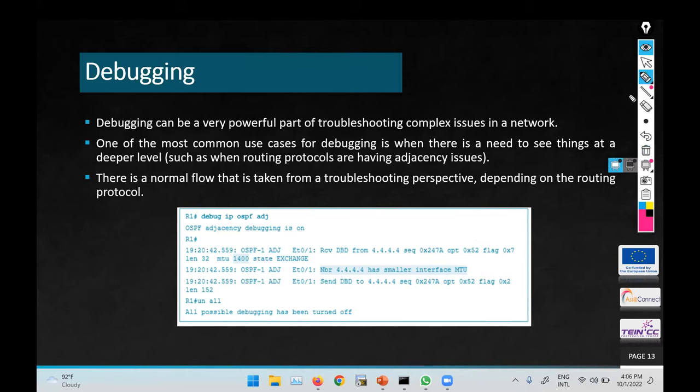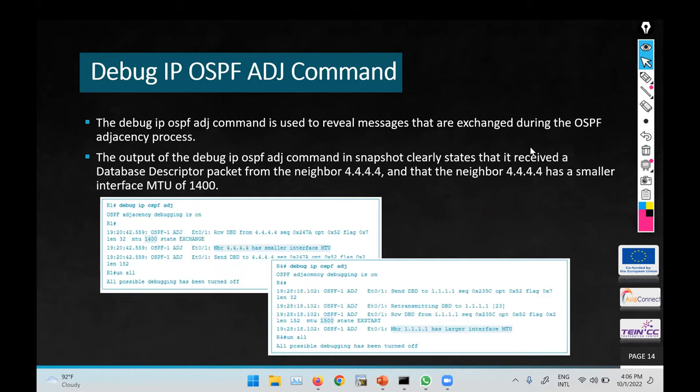And another, if you see here, as I said, the issue is related to the MTU. In R1 you are getting the smaller MTU, and here you see the MTU is larger, right? So you have to change the MTU size on R1 or R2.